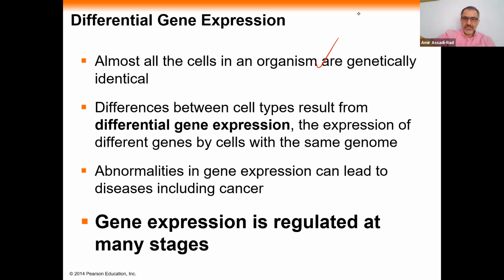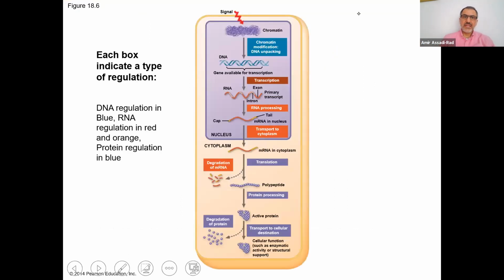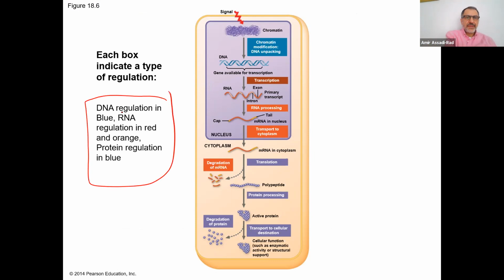Gene expression is regulated at many stages. So that's another thing we need to talk about. Here is a diagram that shows the regulation of a gene. Each box indicates a type of regulation. And then, of course, it says here, DNA regulation in blue box, right here, RNA regulation in red and orange. These are all RNA regulations.